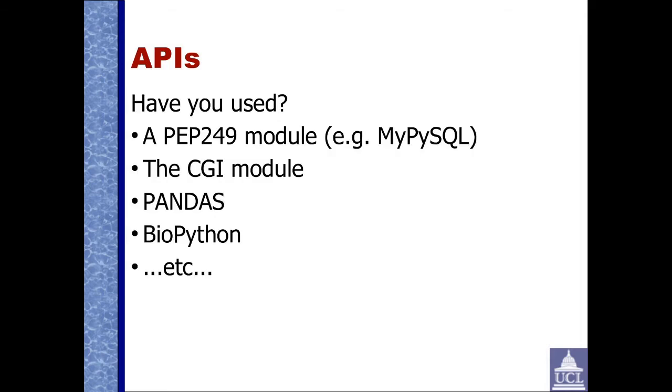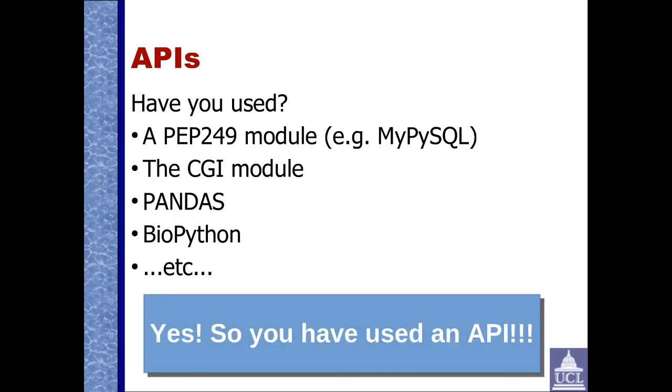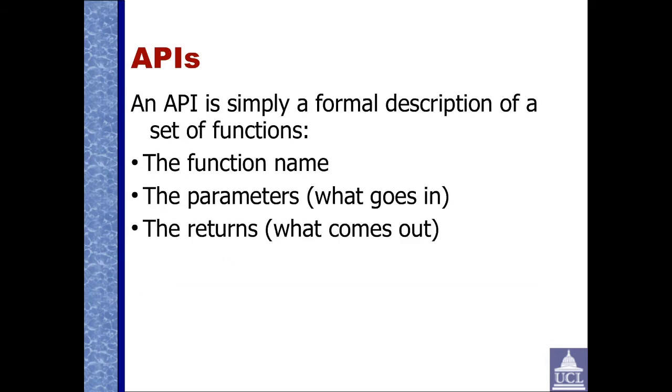So have you used things like a PEP 249 compliant module such as MyPySQL, the CGI module, things like Pandas, BioPython and so on? If you've used any of those, which you have, then you've used an API. So an API is simply a formal description of a set of functions. The name of the function, the parameters, what goes in, and the returns, what comes out.